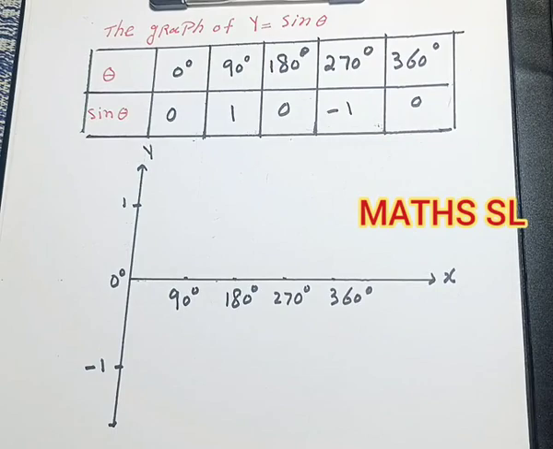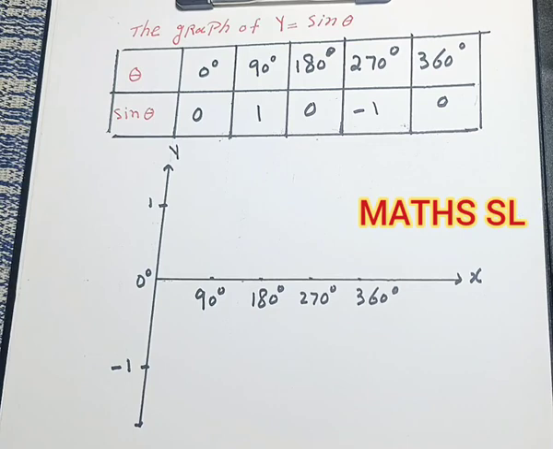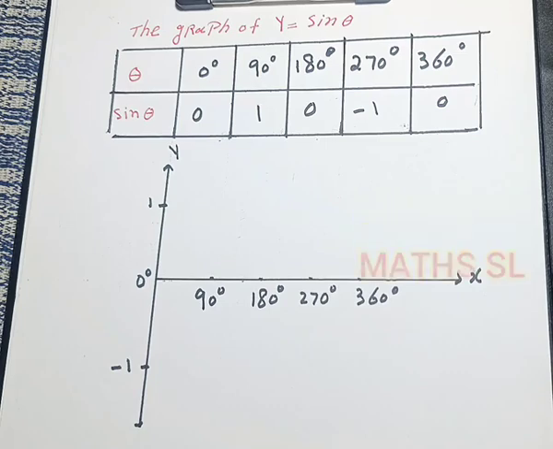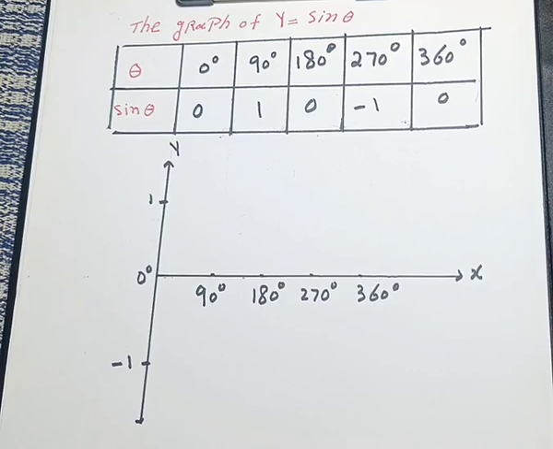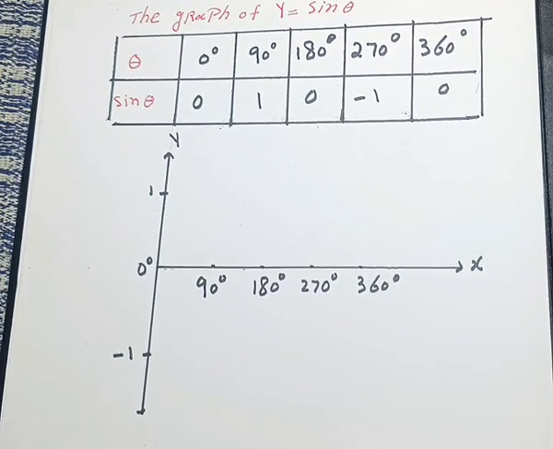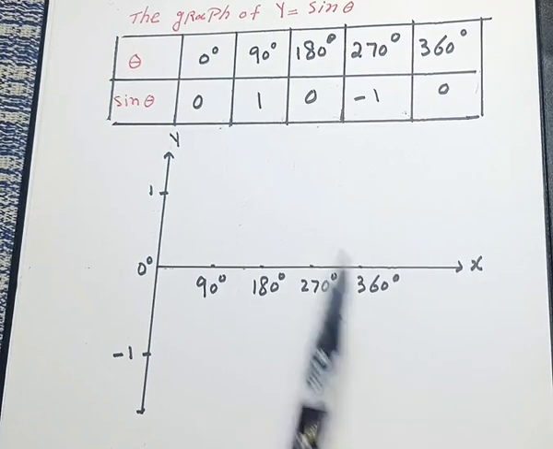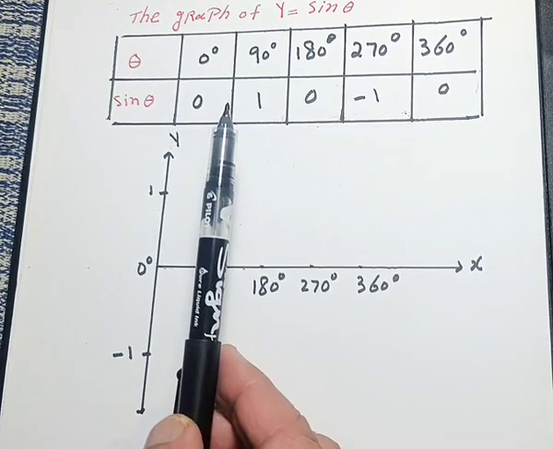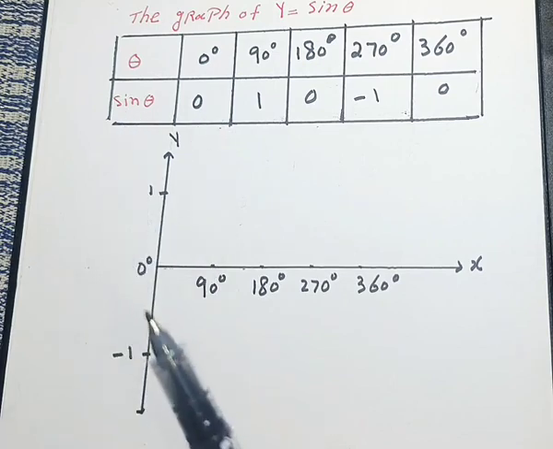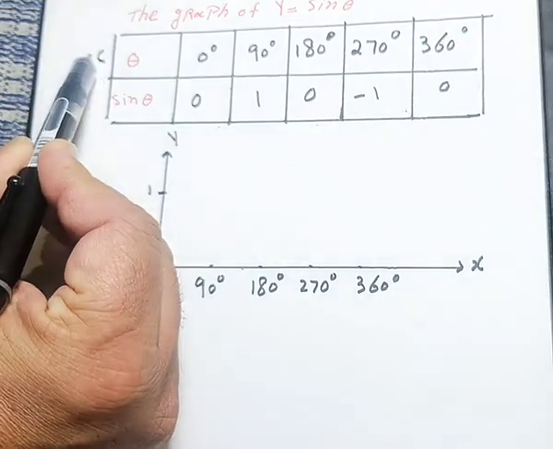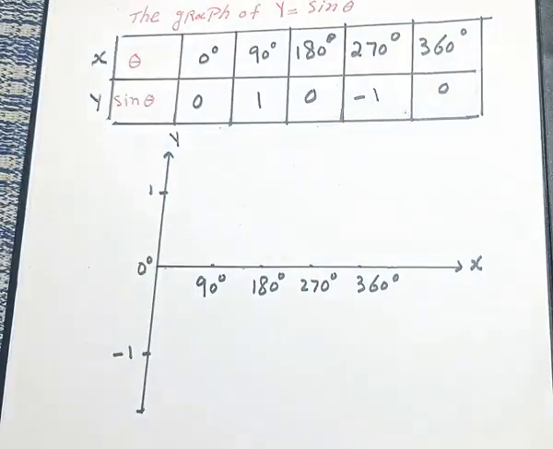I'm going to explain to you now about the trigonometric functions, and in this section we will discuss the graph of the basic function y is equal to sine theta. So for instance, we consider y is equal to sine theta, and the following table contains specific values of theta and the corresponding y values, which is sine theta. This is x and this is y.